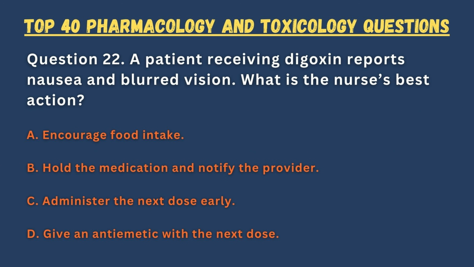Question 22. A patient receiving digoxin reports nausea and blurred vision. What is the nurse's best action? A. Encourage food intake. B. Hold the medication and notify the provider. C. Administer the next dose early. D. Give an antiemetic with the next dose.